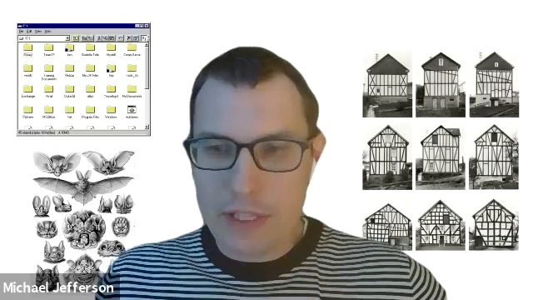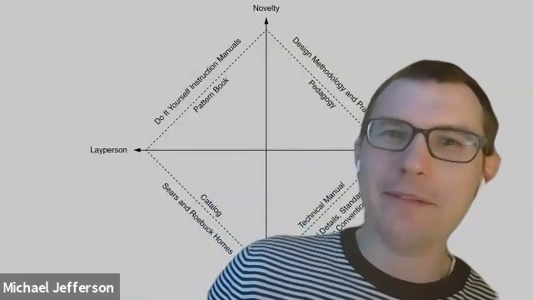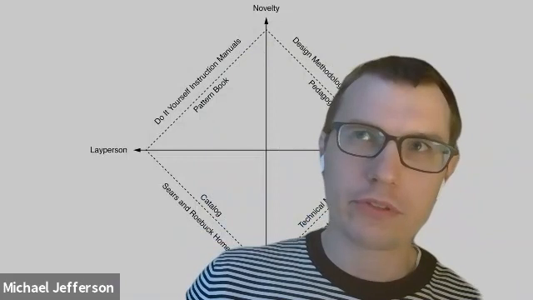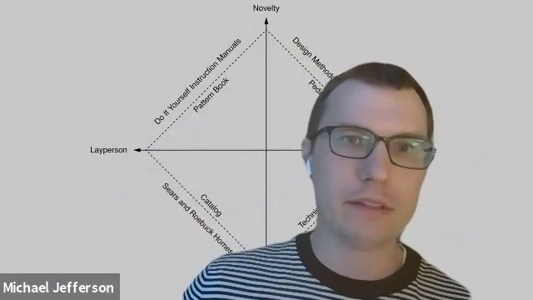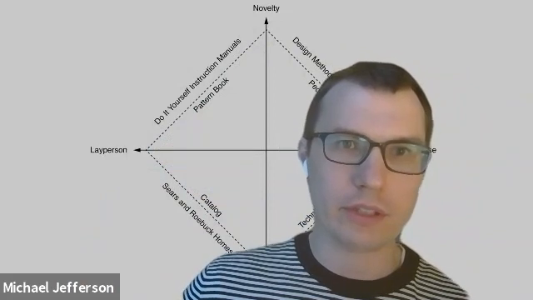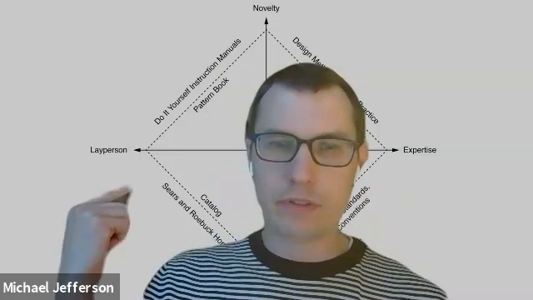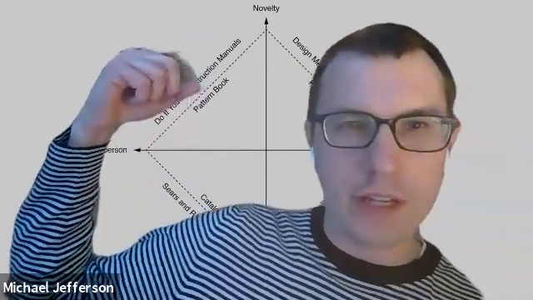And one way I've been thinking about this, and I'll have to get out of the way for you all, is this axes of textbooks or books that operate in architecture that have been plotting along an axis vertically and horizontally from the layman to the expert, and from repeatable down here and to novelty above.